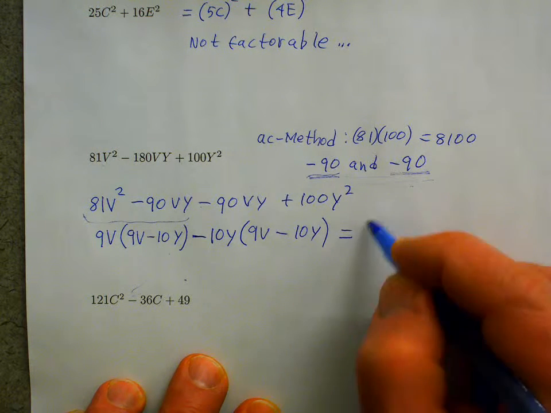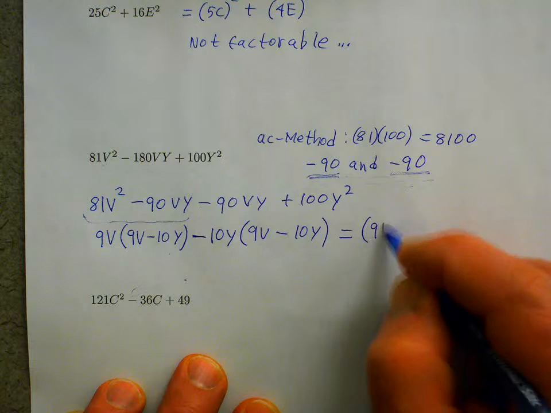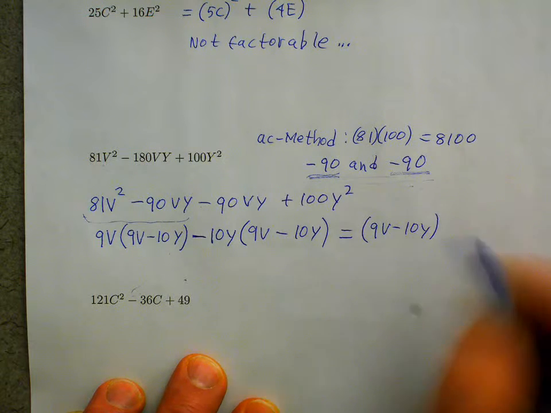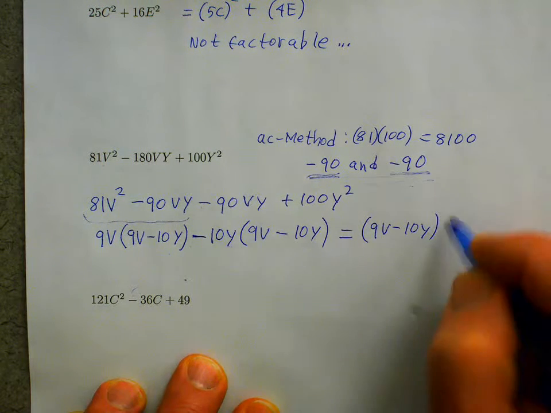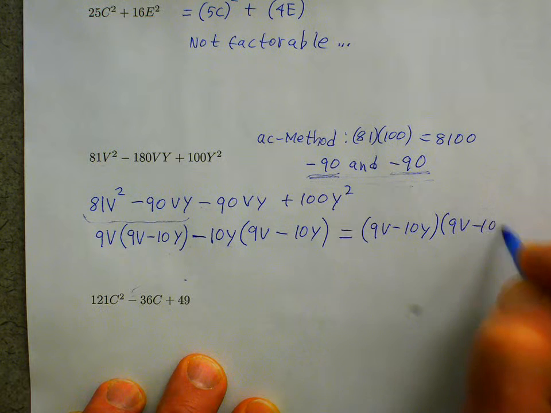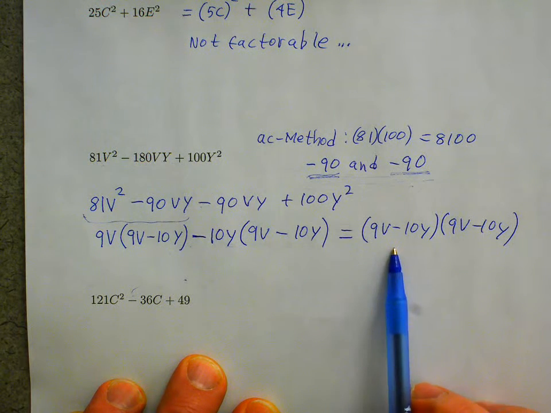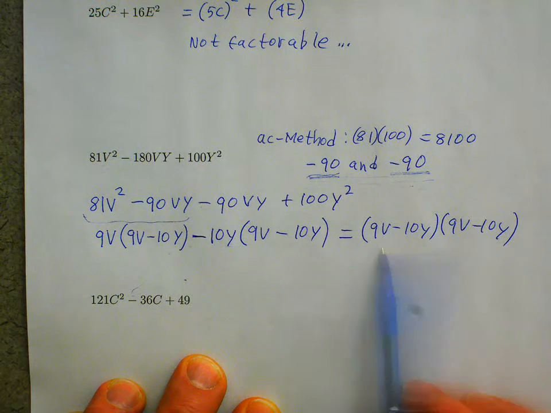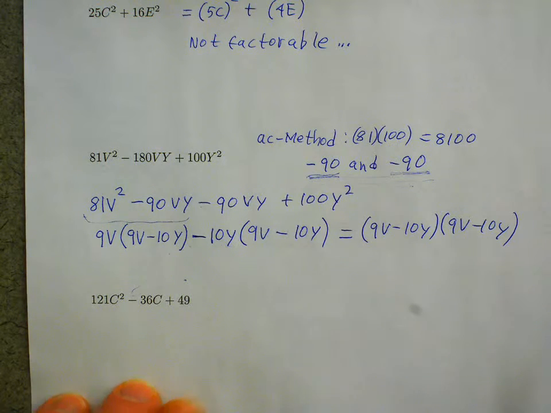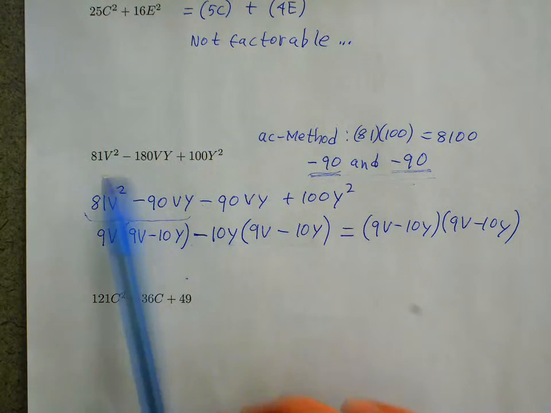Okay, so the two factors are identical: 9v minus 10y, and the other factor 9v minus 10y. Whenever the two binomial factors are the same, it means you just factored a perfect square trinomial.